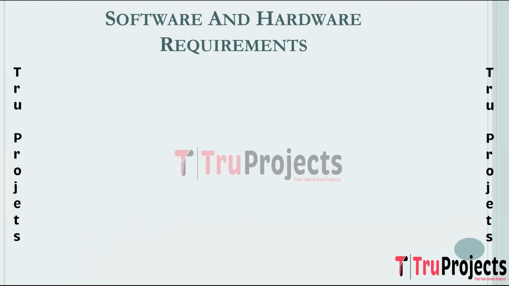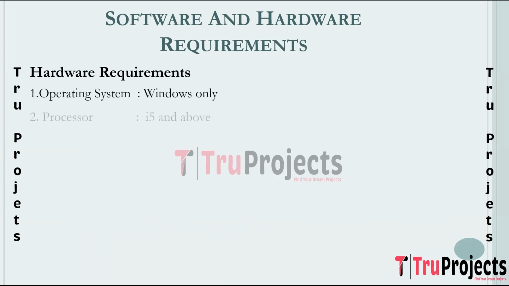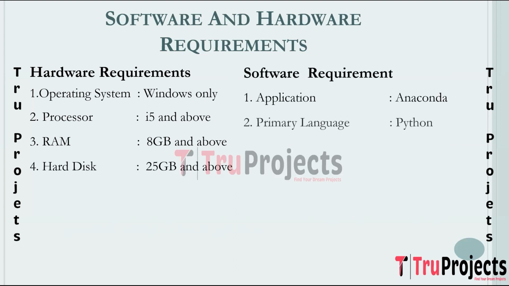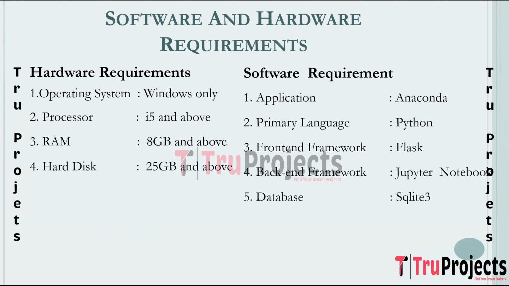To implement this project, we need software and hardware requirements. Coming to the hardware requirements, we need operating system of Windows, processor of i5 and above, RAM of 8 GB and above, and hard disk of 25 GB and above. Coming to the software requirements, we need application of Anaconda, primary language of Python, front-end framework of Flask, back-end framework of Jupyter Notebook, database of SQLite 3, front-end technologies of HTML, CSS, JavaScript, and Bootstrap 4.